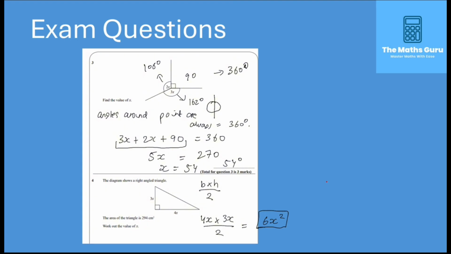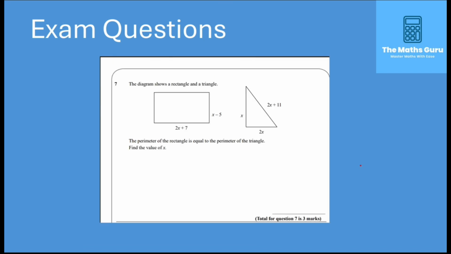Remember I told you an expression is a representation of the area, and in this case they've given us 294, hence we can form an equation where we say 6x squared is equal to 294. We divide both sides of the equation by 6 to get it in terms of just x squared, and then we get x squared is equal to 49, and this is perfect because x is equal to 7. We have to square root both sides, as you must know. x is equal to 7, and that is the answer to question 4.